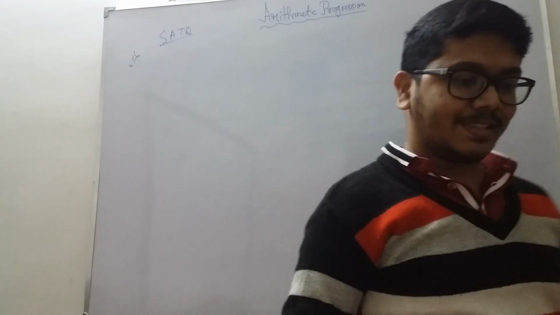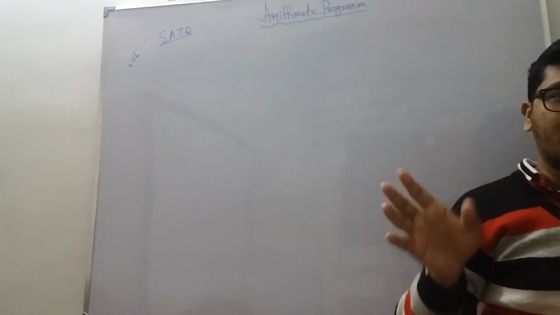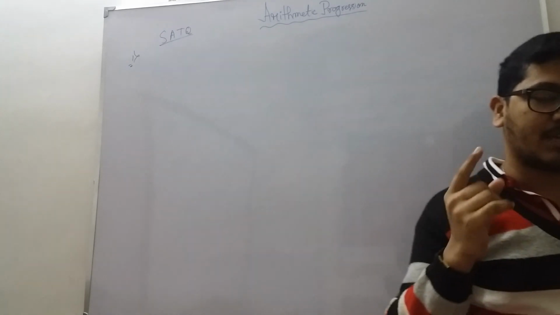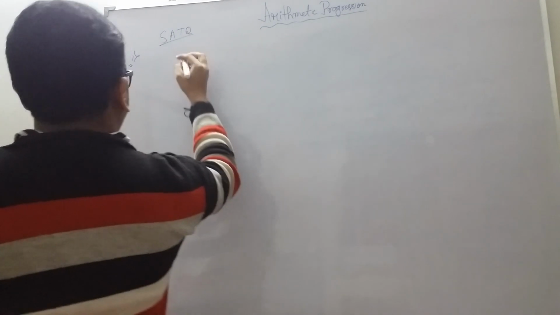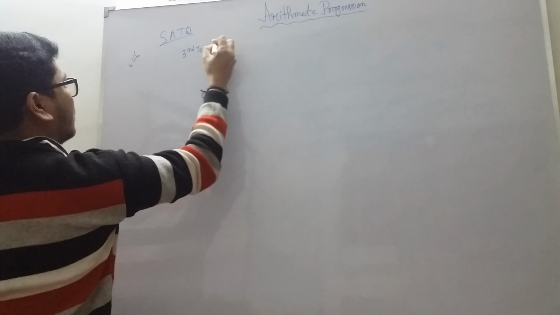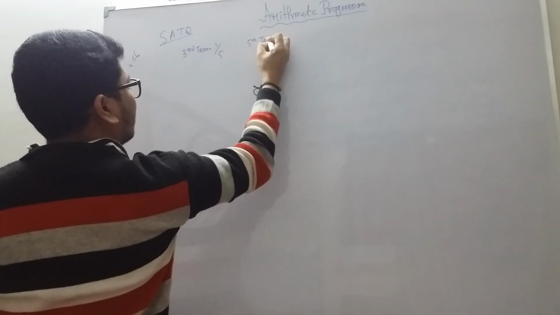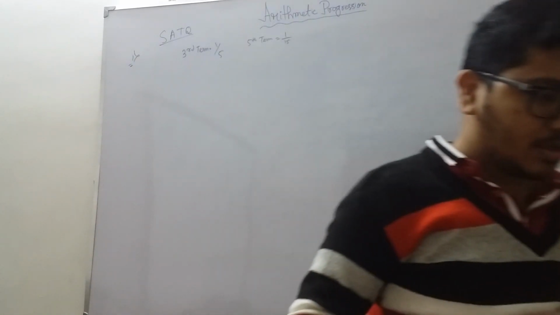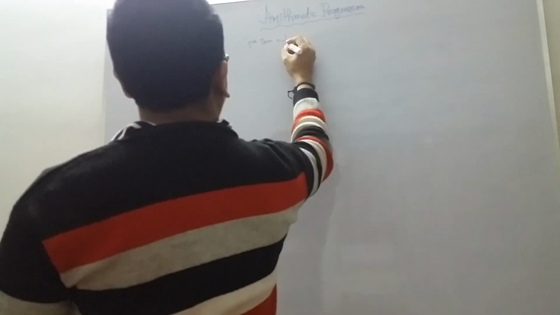It says that the third term of an AP is 1 by 5 and the fifth term is 1 by 3. So the third term is 1 by 5 and the fifth term is 1 by 3. Sorry, it's 1 by 3 that is given.